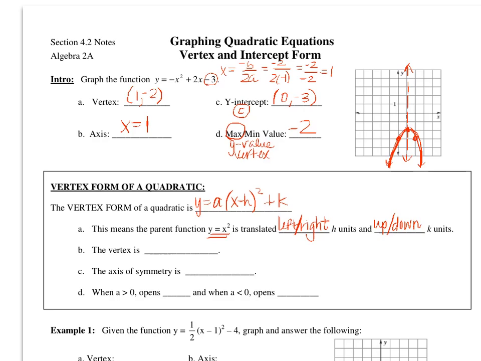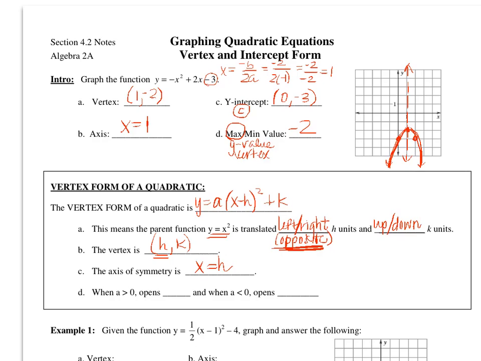Now, one thing to keep in mind: when you move left and right, it's always opposite of what we think, and that's kind of key. So circle, star, underline, whatever it is that you need, but it's always opposite of what you think. The vertex in this is the point (h, k). So it will tell you movements left, right, up, and down to get to a vertex. The axis of symmetry always goes through the x point of your vertex, so it's x equals whatever the value of h is.